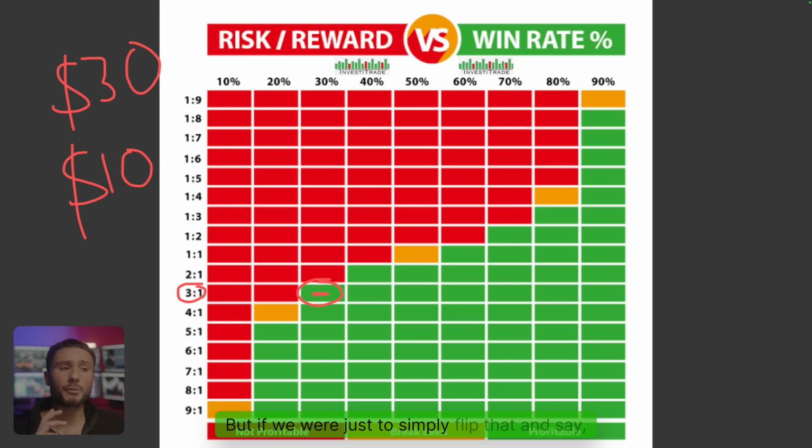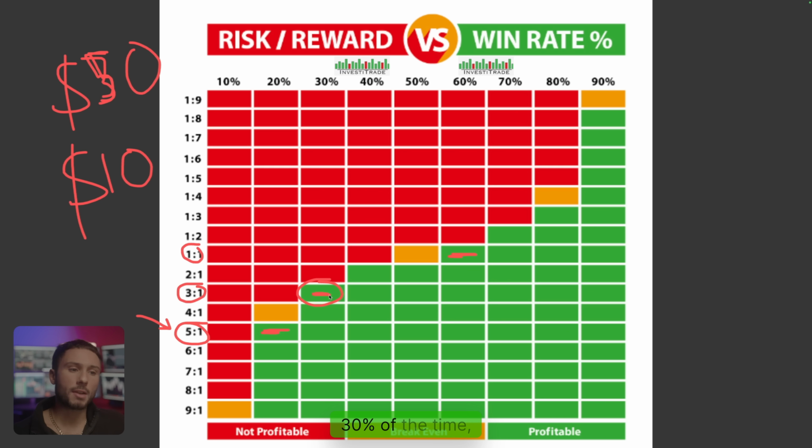But if we were just to simply flip that and say, all right, we have a 1-to-1 risk to reward ratio. We risk $10 to make $10. Theoretically, we need a 60% win rate to be profitable. Or let's just say we have a 5-to-1 risk to reward ratio. We are rewarded $50 for every $10 that we risk. We can theoretically have a 20% win rate, yet still come out profitable. So you see why it's so important that if we focus on our R multiple and our risk management, it takes the pressure away from us. We don't need to always be right. In fact, we can be right 30% of the time, 20% of the time, and still come out profitable.